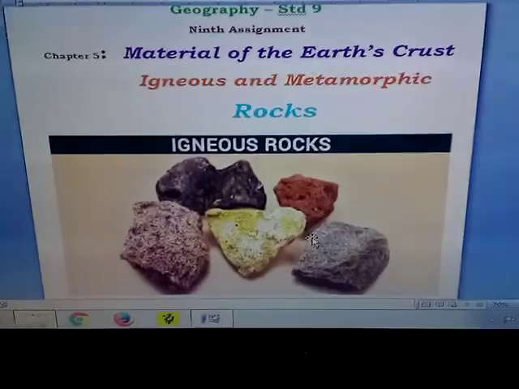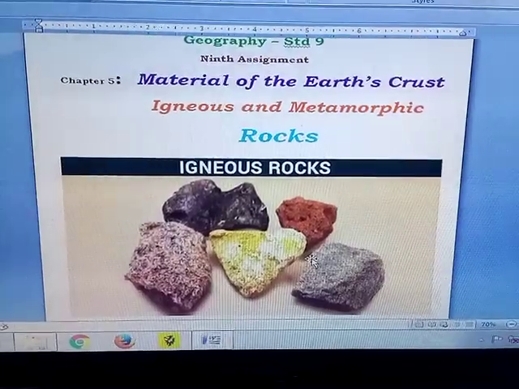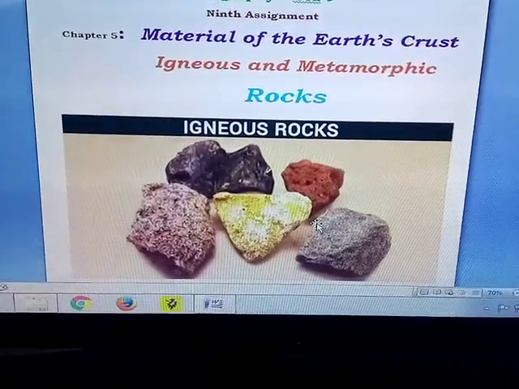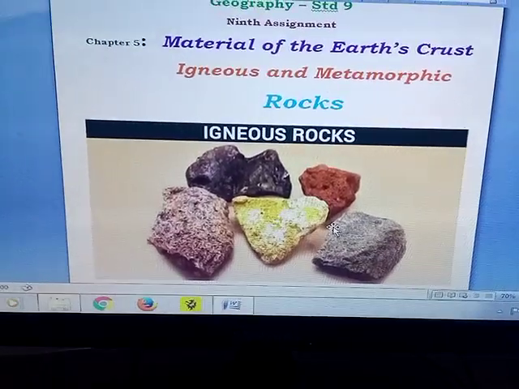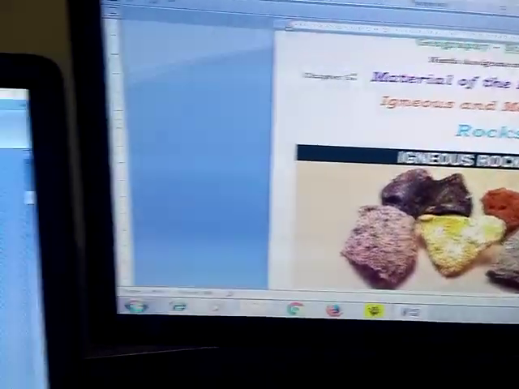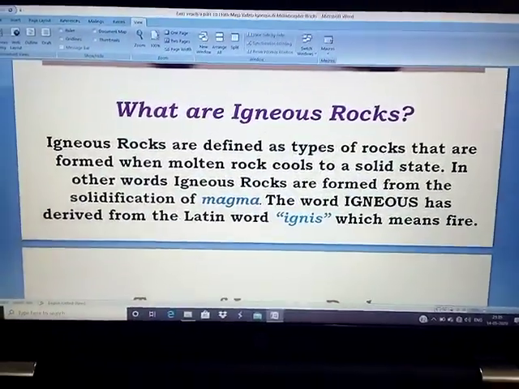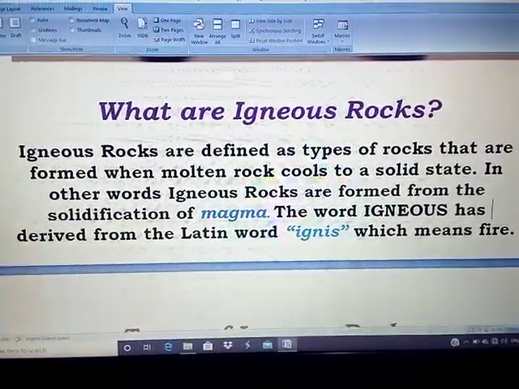So you can see on the screen, igneous rocks. There are different types of igneous rocks. They have their names, and we also would like to know what igneous rocks are, rather, how igneous rocks are formed.